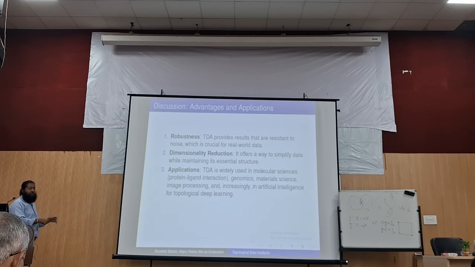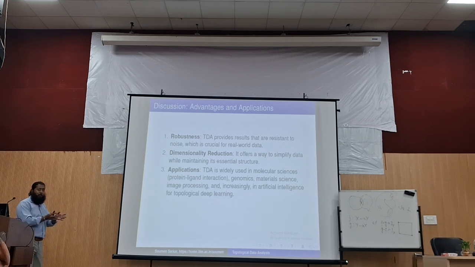So almost everywhere these are happening. So what they are doing, they are comparing the differences between their persistent diagrams. Okay.